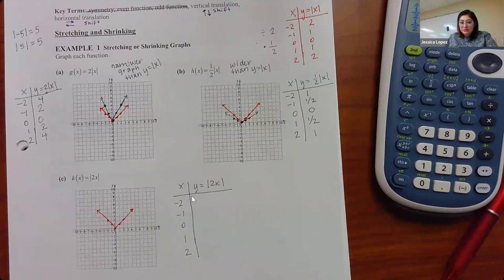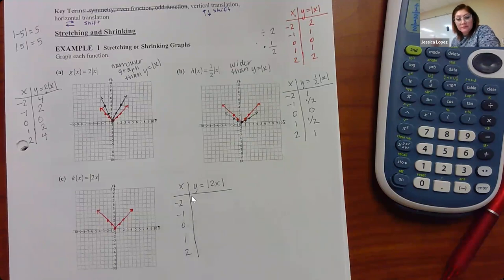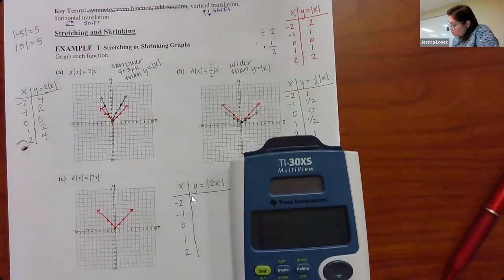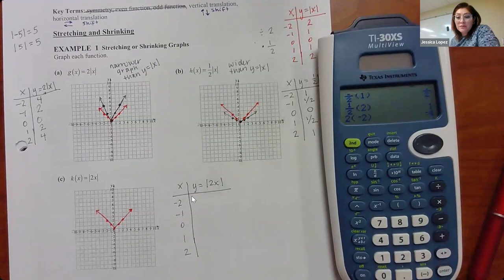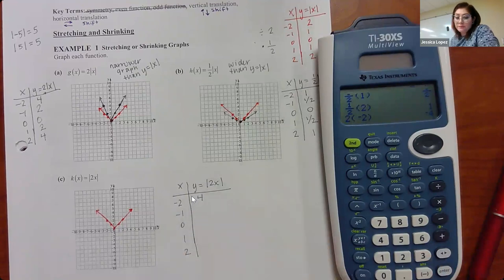So if I put in these x values, the same as we've been doing, but I'm going to plug it in here, I actually have to multiply by 2 first before I take the absolute value. So when I plug in the negative 2 in there, 2 times negative 2 is negative 4, but the absolute value of that negative 4 would be a positive 4.